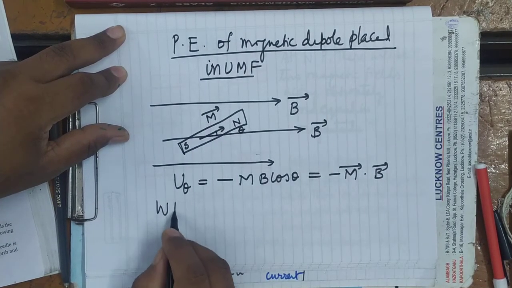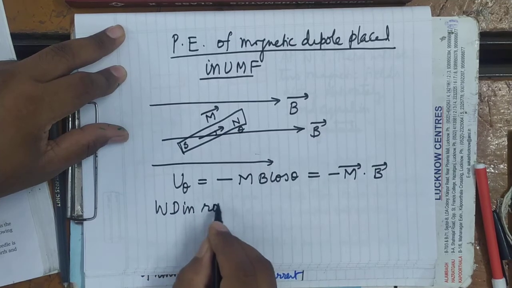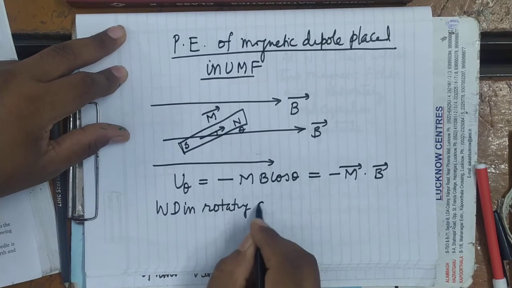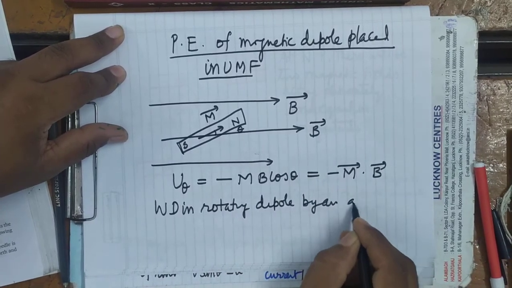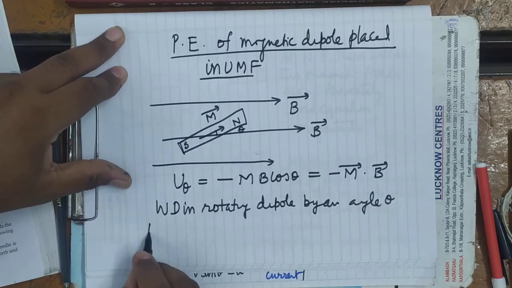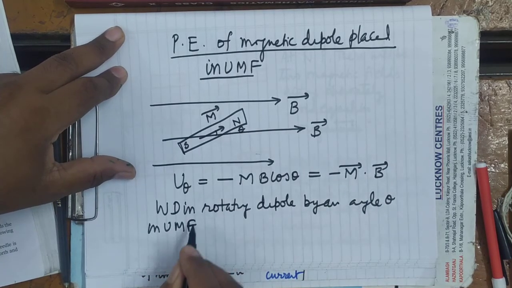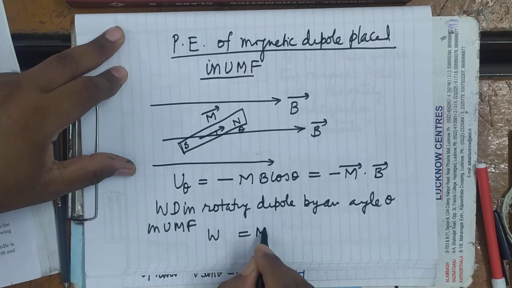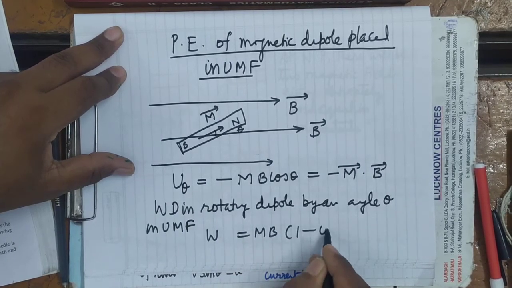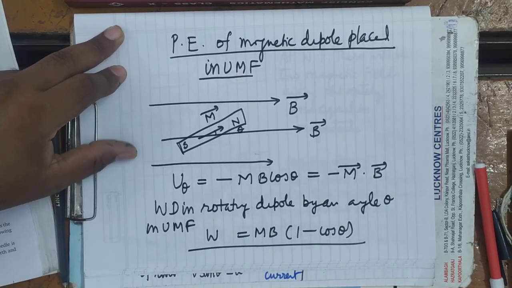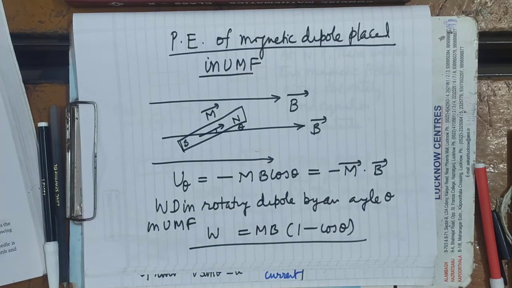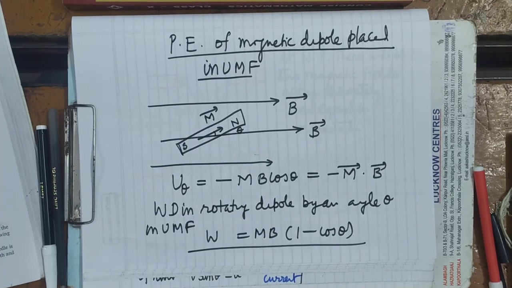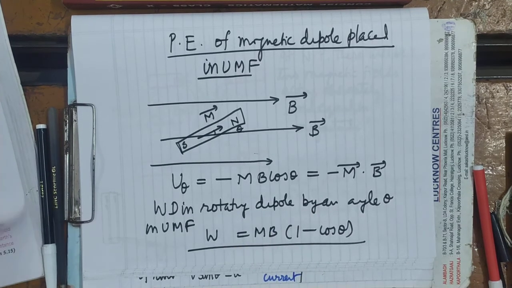Then the work done in rotating a dipole by an angle theta in a uniform magnetic field will be W equals mB(1 minus cos theta). So this is all about this chapter. Now everything has finished in this chapter. You will do the numericals.